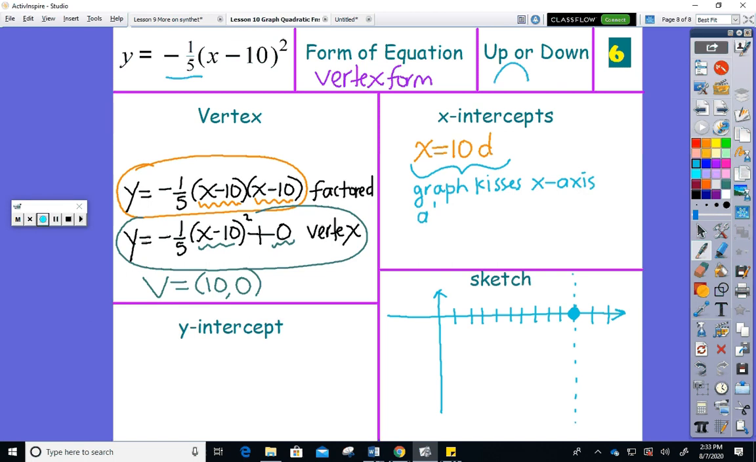At a double root, because this is also the vertex. So if your x-intercepts and your vertex are one and the same, then the parabola is either just going to sit on top of the x-axis, or it's going to hang onto the x-axis. So I know that the graph opens down from there. I'm going to dot it in because I haven't done enough work to figure out exactly how wide to make it.